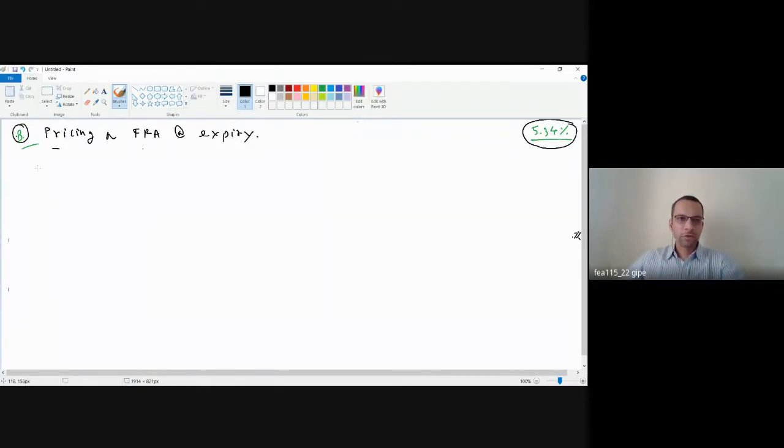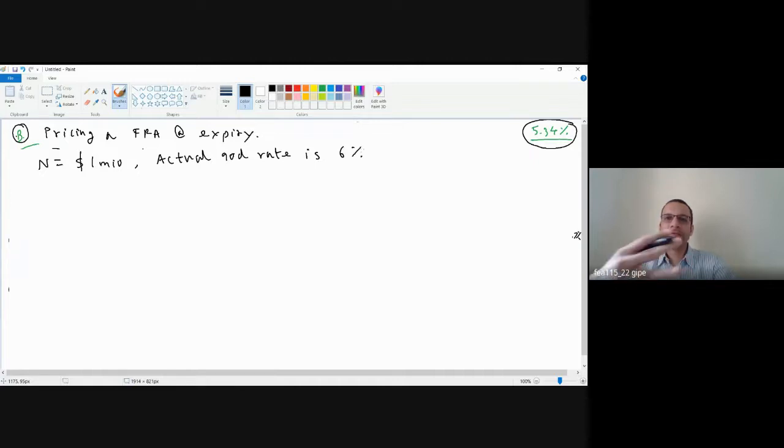Now let's take a hypothetical notional. So let's say notional is $1 million. And let's say the actual 90-day rate is 6%, imagine. So let's say this is the realized rate, standing on day 30. I know that for a 90-day loan starting today, it is going to be 6%. So this is the market quoted rate. So now, assuming that I am holding a long position in the FRA, will I benefit or will I lose because of this? What do you feel?